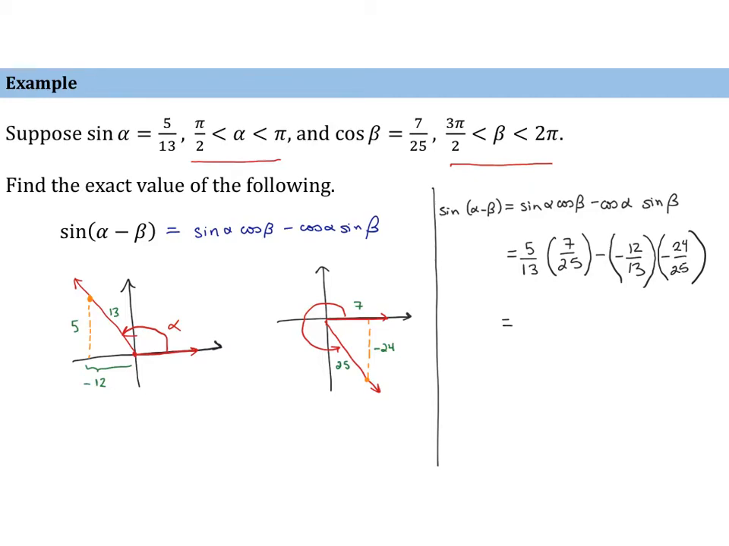So we obtain 35 over 325 minus 288 over 325, which equals negative 253 over 325.